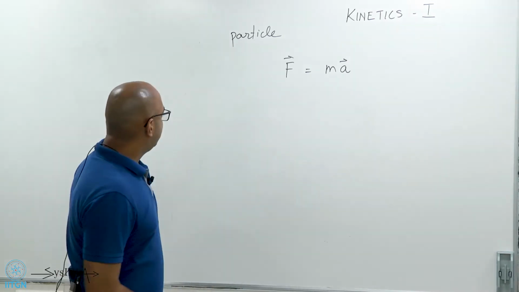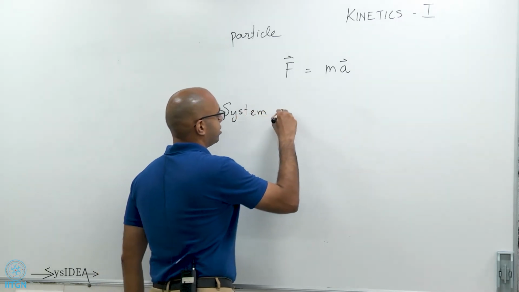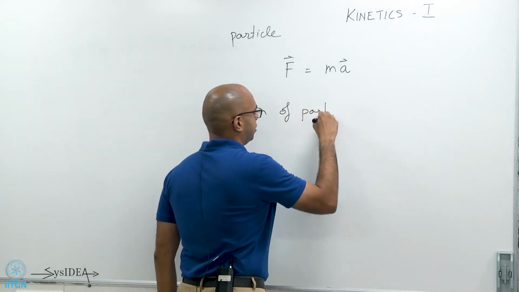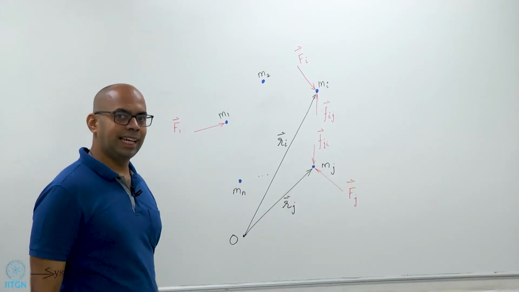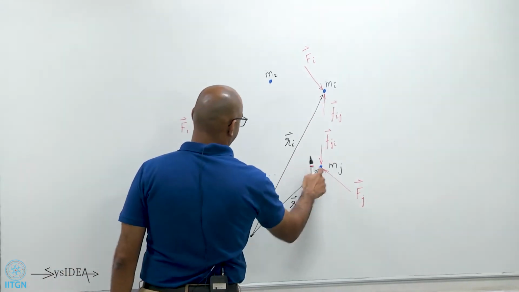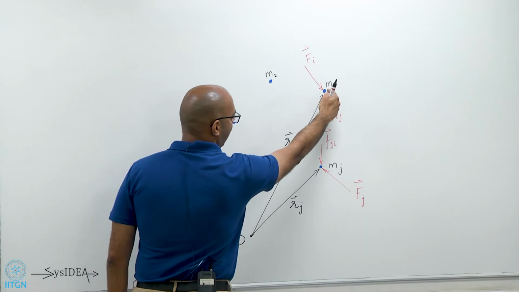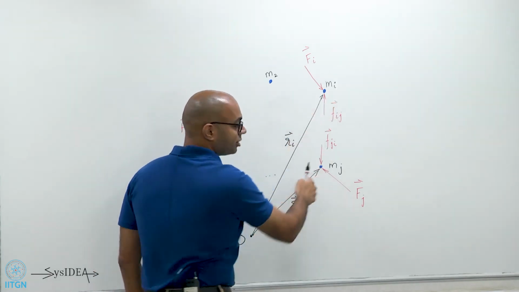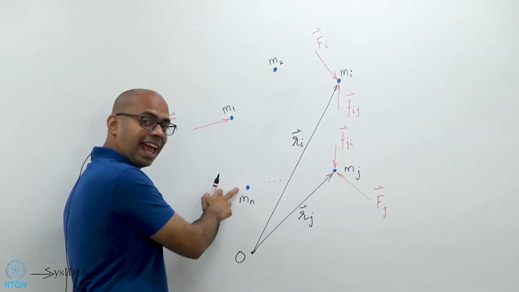All right, now let's look at a system of particles. Now, let us imagine there are n particles. All these blue points are particles. Each one has a mass, m1, m2, mi, mj. So, let's talk about two general particles, i and j, and totally there are n of these.